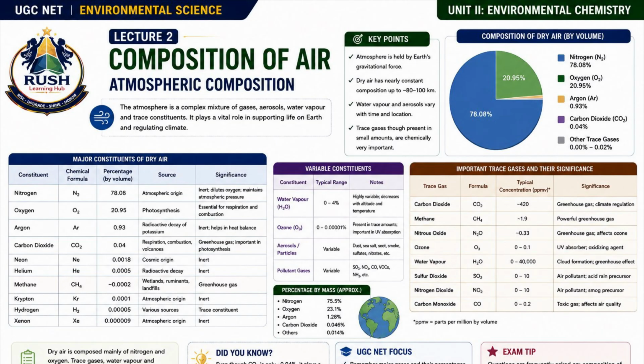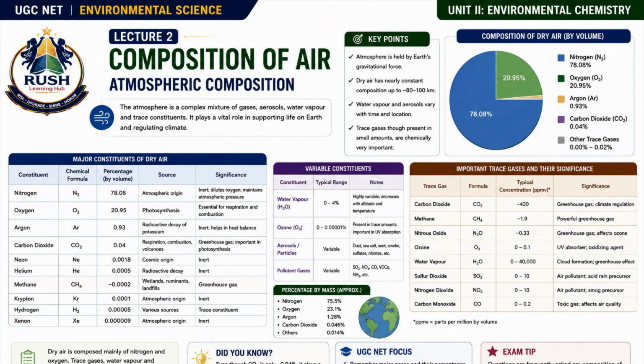The third is ozone, represented by O3. Ozone plays two contrasting roles in the atmosphere. Stratospheric ozone protects life by absorbing harmful ultraviolet radiation. However, tropospheric ozone acts as an air pollutant and contributes to photochemical smog.